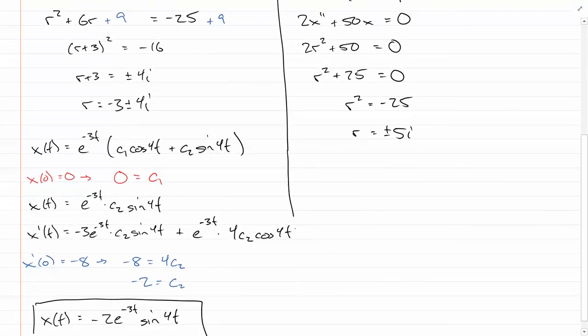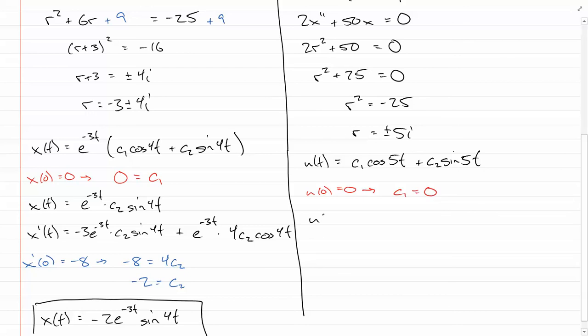And so our solution here, which I'm going to call u, this is the solution with no damping, u of t would be c1 cosine of 5t plus c2 sine of 5t. And the fact that the initial position should still be 0 tells us that again c1 must be 0. So actually u of t is just c2 sine of 5t.